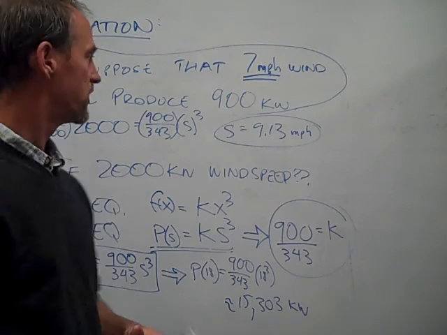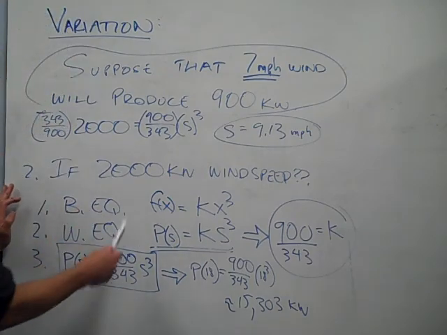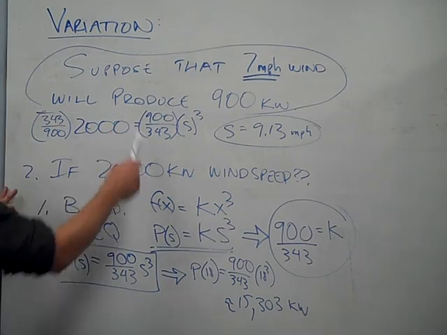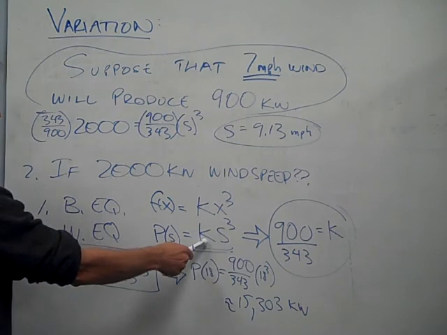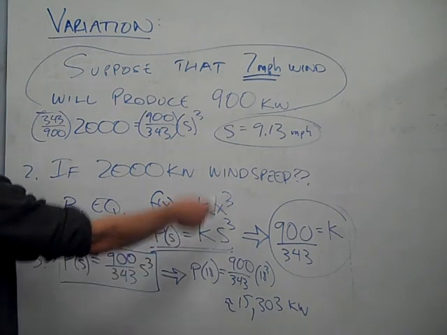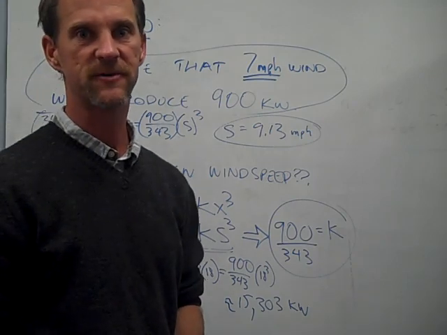Okay, so in all of those 4 types of variation, the idea is the same. Sub in the one data point, solve for the k, the constant, replace the constant with what you found it to be, and then solve the final step of the problem to make that prediction. All right, good luck.